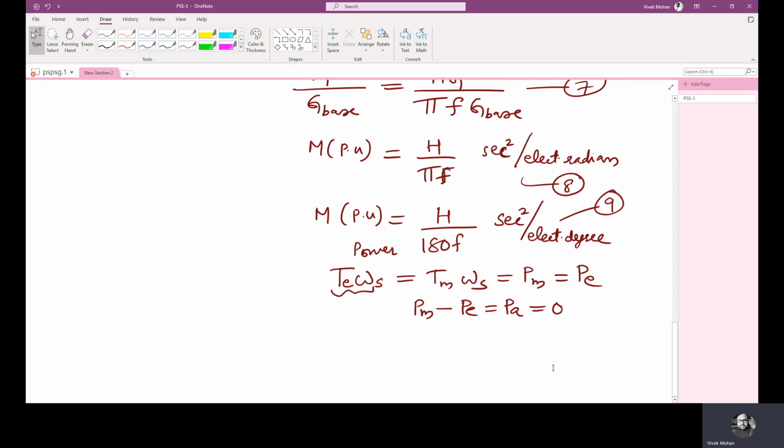Now, if PM is greater than PE, what happens? Accelerating power comes into play. At steady state it was 0, now it comes into play. So here in this case, PA equals M d square theta E by dt squared plus d theta E by dt.